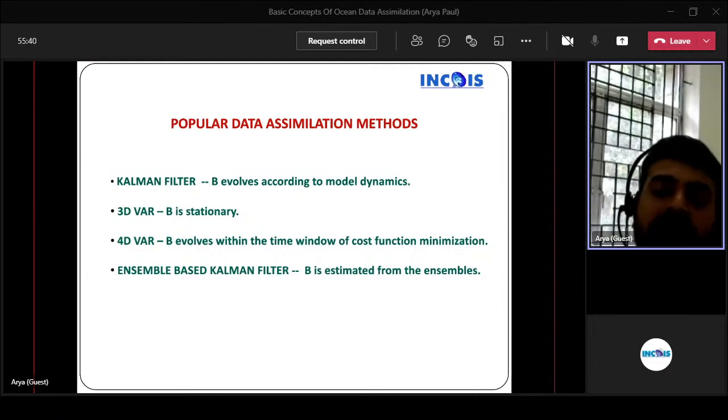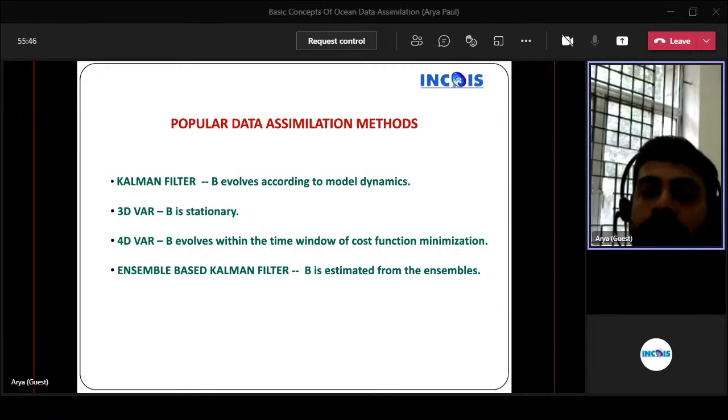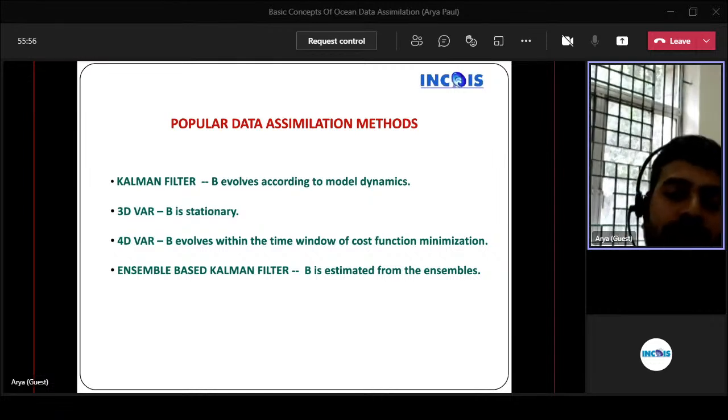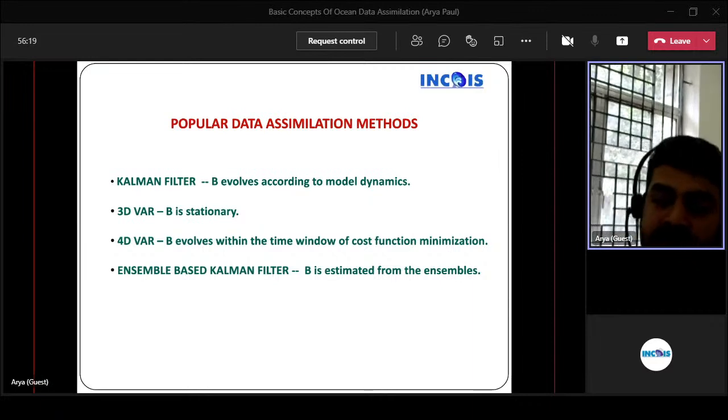Another data assimilation method is the ensemble-based Kalman filter. In this case, you do not let P evolve with model dynamics. You do not estimate it from there, but you estimate it from the ensembles. By ensemble, you mean that you have identical copies of the model. All these copies evolve at the same time. So let's say you have 20 or 40 or 60 identical copies of the model, and all these models are evolving in time. And using these 60 models, you try to estimate your model error covariance.